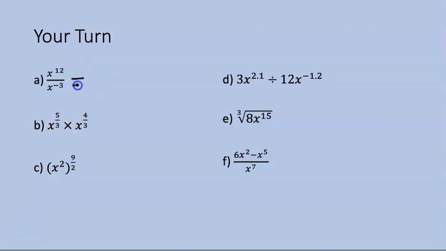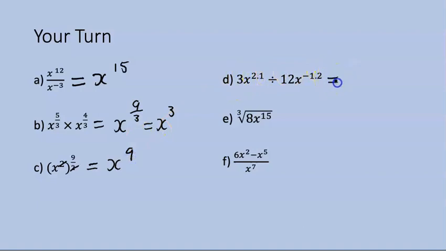So, x to the 12 divided by x to the minus 3, I do 12 take away minus 3. That gives me x to the power of 15. x to the 5 over 3 times x to the 4 over 3, I'm doing 5 plus 4, which is 9 over 3. But 9 divided by 3 gives me 3, so it's x cubed. Now, when I'm doing x squared to the power of 9 over 2, already I can see that the 2 and a half are going to cancel. So I've just got x to the power of 9.